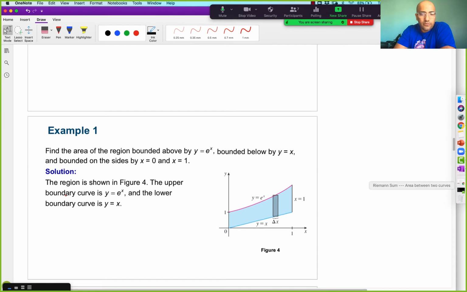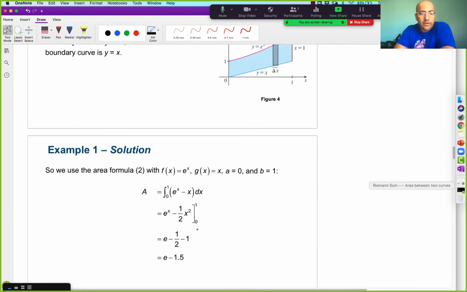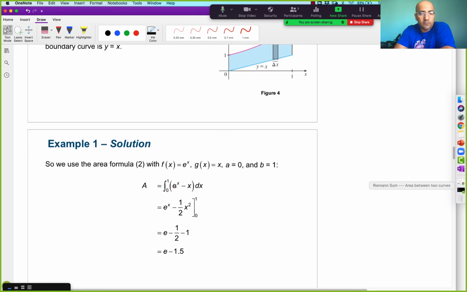Let's see. Did the author do something similar, or did I mess up somewhere? Okay, we got the exact same answer. So we set up our integral from 0 to 1. We have to be careful and make sure we put this one first, this one second. If I had done it the other way around, if I accidentally put x minus e to the x power, then my answer is going to be off by a sign. I'll end up with 1 minus the difference between these two, and so you'll be off. So we have to be careful. The order is important with these questions.